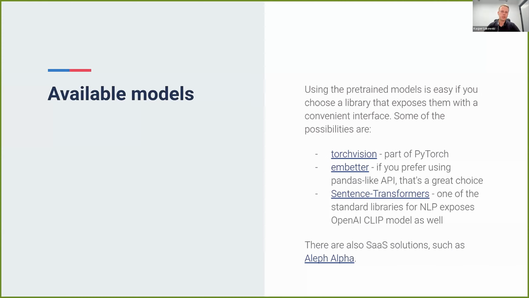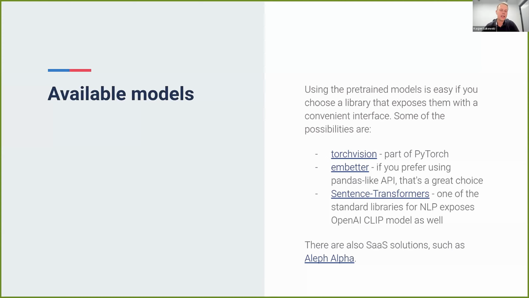There is also a pretty interesting project called Embeddr. If you prefer a pandas-like API, that's also a good choice. This is a wrapper around the other libraries that exposes the embedding models using this pandas-like or scikit-learn-like API. So this is pretty interesting if you just want to experiment quickly, because that gives you an ability to start experimenting pretty fast if you are familiar with those standard libraries.